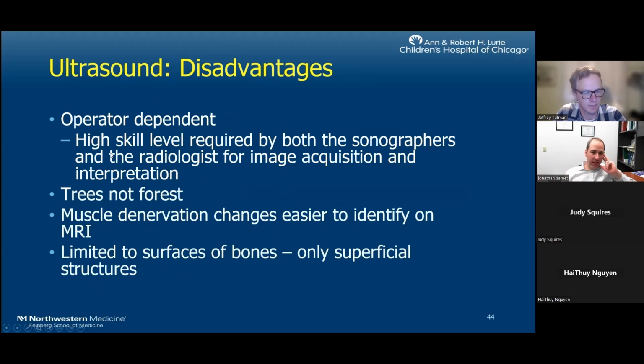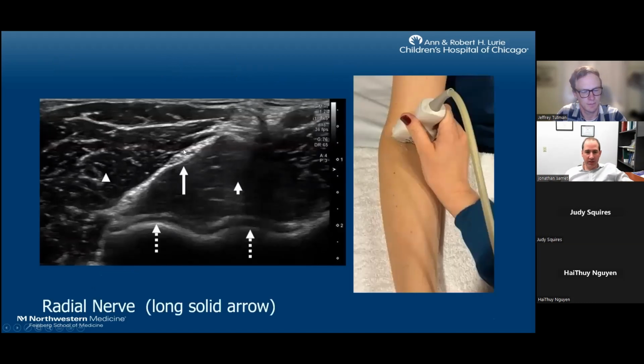It does take a high skill to learn it first. Sort of the trees, not the forest. You're very zoomed in. MRI is better for the denervation changes that will happen if you have a nerve injury. And of course, ultrasound is only superficial.